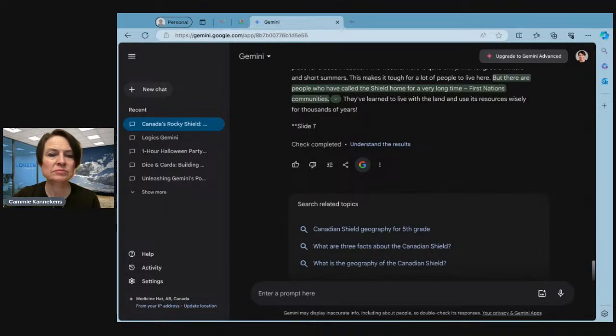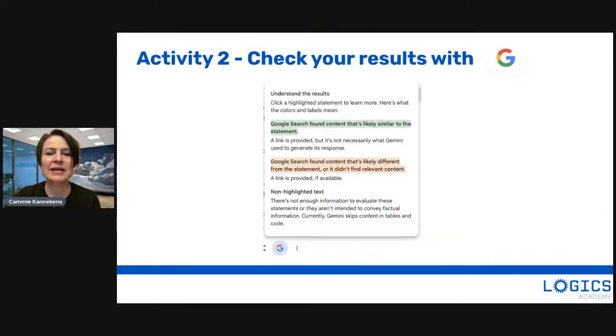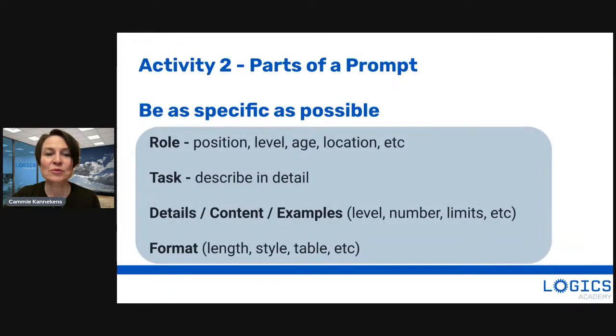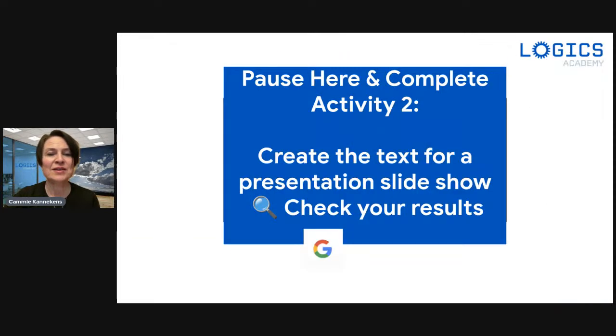And so now we're going to come back, and our next activity, we are going to create a text for a presentation slideshow. And so ask it, we'll just review real quick, give it a role, a task, and a format. Ask for a slide deck, give it the number of slides, how many do you want, and what do you want each slide to have, and then use that little Google to check your results. And if you get multiple drafts, you can check those too. Pause the video, come back, and we'll try something else.